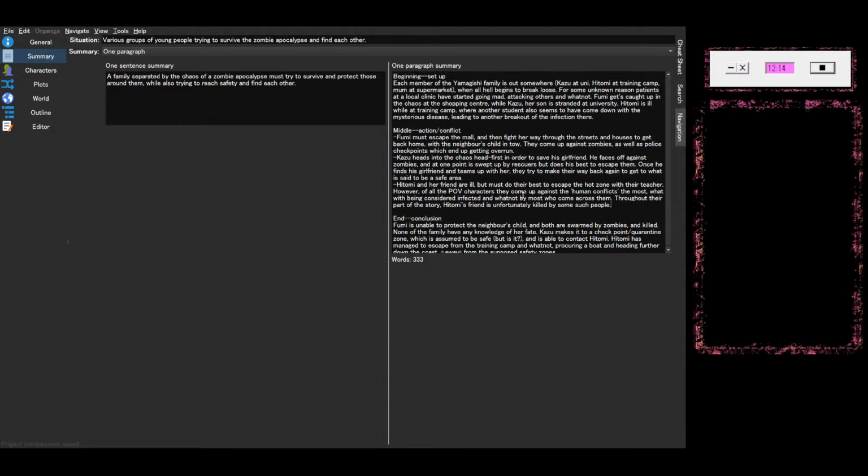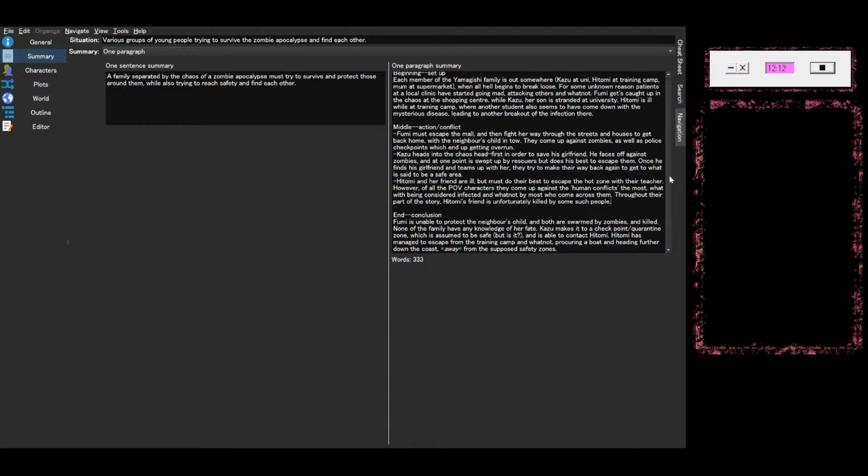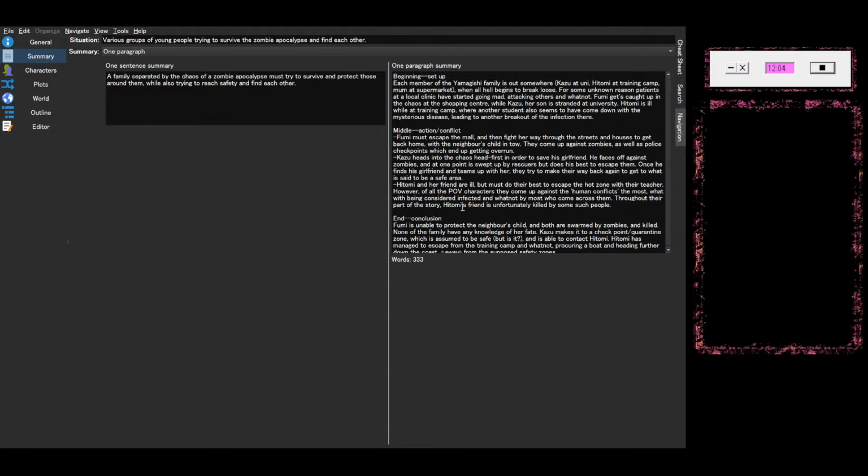Okay, this will do for the very, very basic beginning, middle, end outline. You can't even really call it an outline, it's not that in depth. But it's good enough.